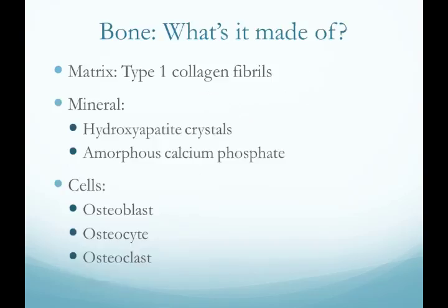So let's just start with talking about bone structure. In every organ system that you want to learn about, the first thing to know is what it is made of. So bone is mainly made of matrix and mineral. The matrix is type 1 collagen fibrils, and the mineral is hydroxyapatite crystals and also amorphous calcium phosphate. The main cells involved in bone physiology, as you guys know, are osteoclasts, osteoblasts, and osteocytes.